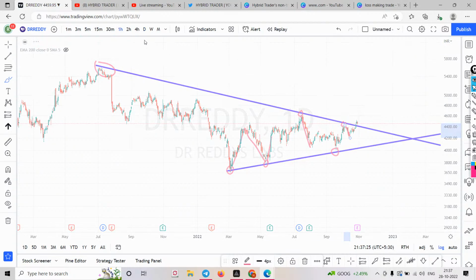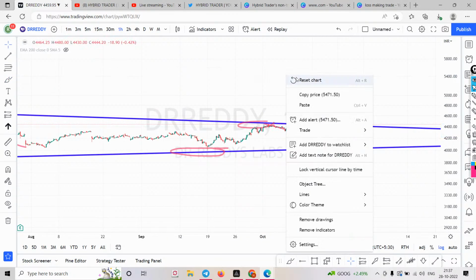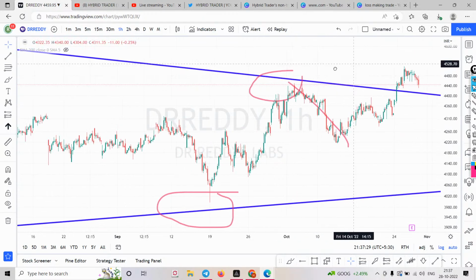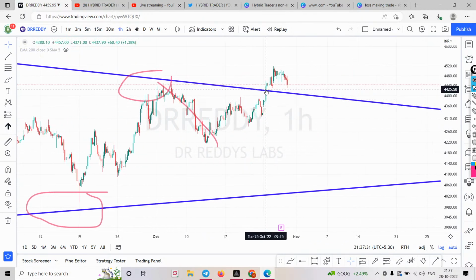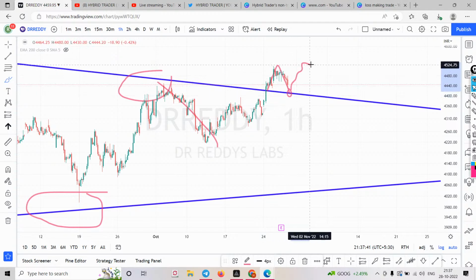Let me take you to 1 hour so that you will get more clarity. Okay, so this is what I was referring to. Dr. Reddy's has given a breakout. So what did I say? Whenever the stock gives a breakout, it goes up. Again, it might retest, and then it will start giving the actual breakout.